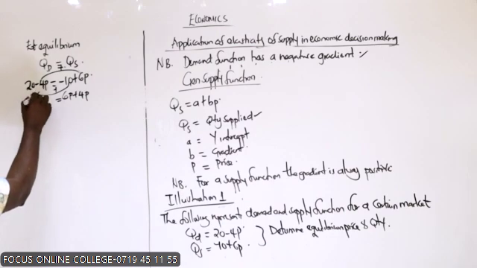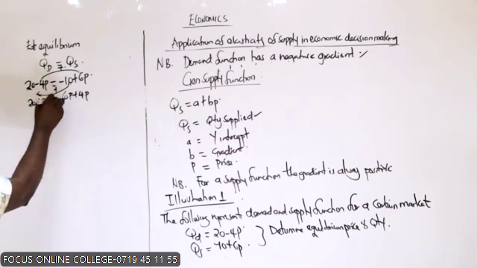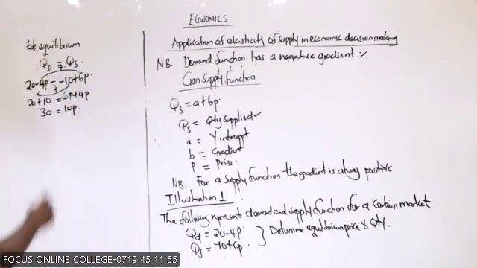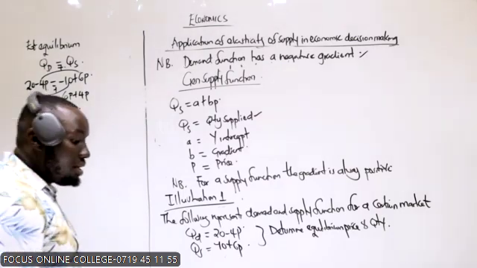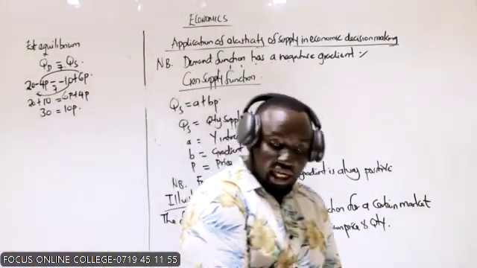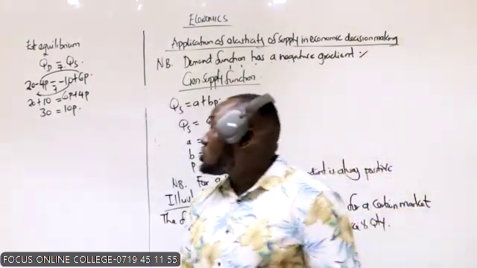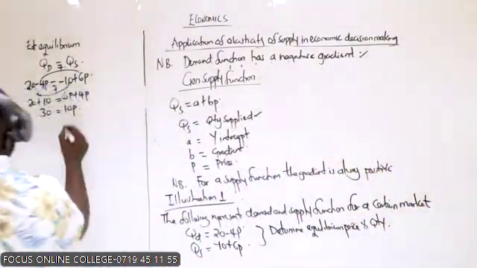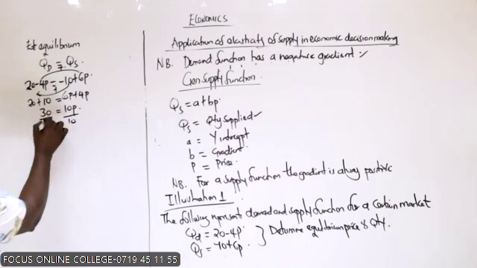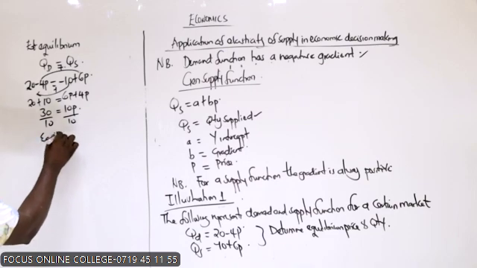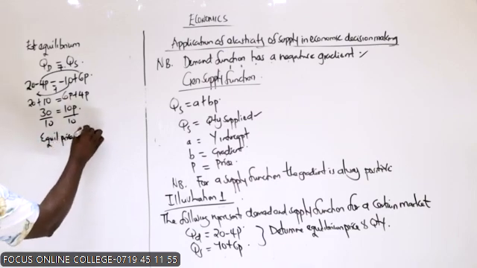So on this end, I basically have 20 plus 10, which is 30, equals 10P. All of us, are we together? 30 equals 10P. At that point, I divide both sides by 10. So the equilibrium price, P, I get it as 3.